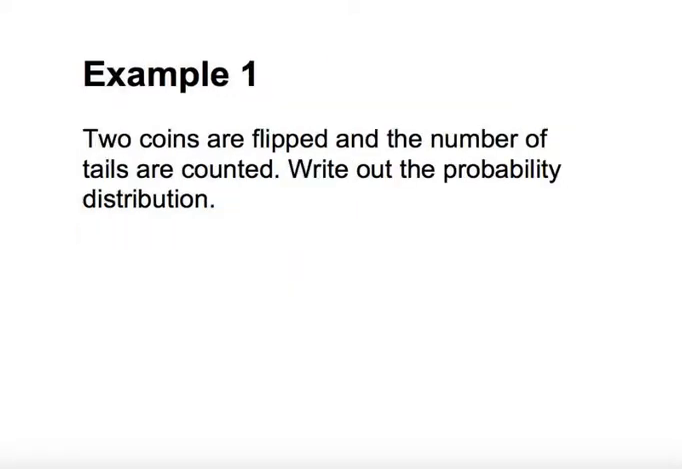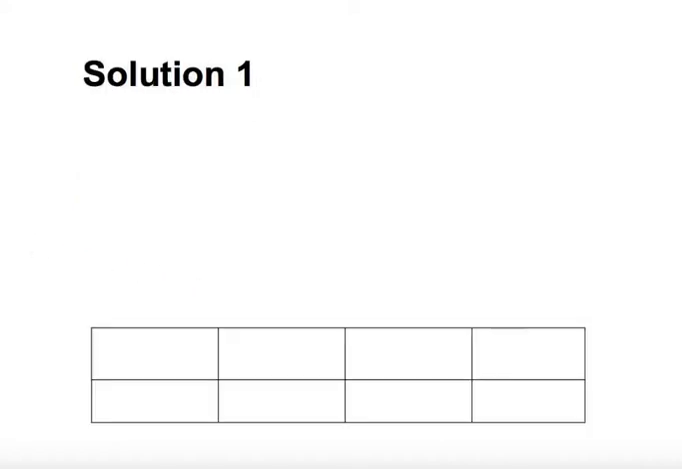So let's have a look at an example. Two coins are flipped and the number of tails are counted. Write out the probability distribution. Okay, so we've got two coins flipped. Then we're going to say X is the number of tails. So we're just identifying the discrete random variable that we're using.